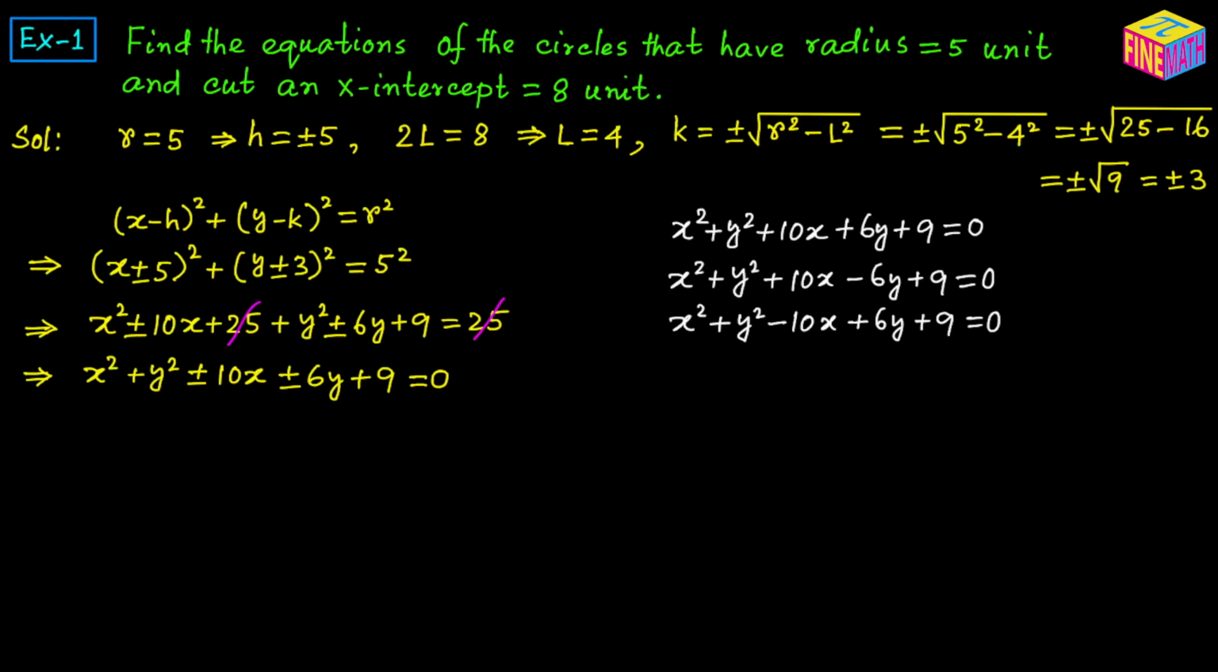Next, I have used a minus sign for the x term and plus sign for the y term. So here the equation looks like x squared plus y squared minus 10x plus 6y plus 9 equals 0. And finally for the fourth one, I have used minus sign for both x and y terms. So the equation looks like x squared plus y squared minus 10x minus 6y plus 9 equals 0.